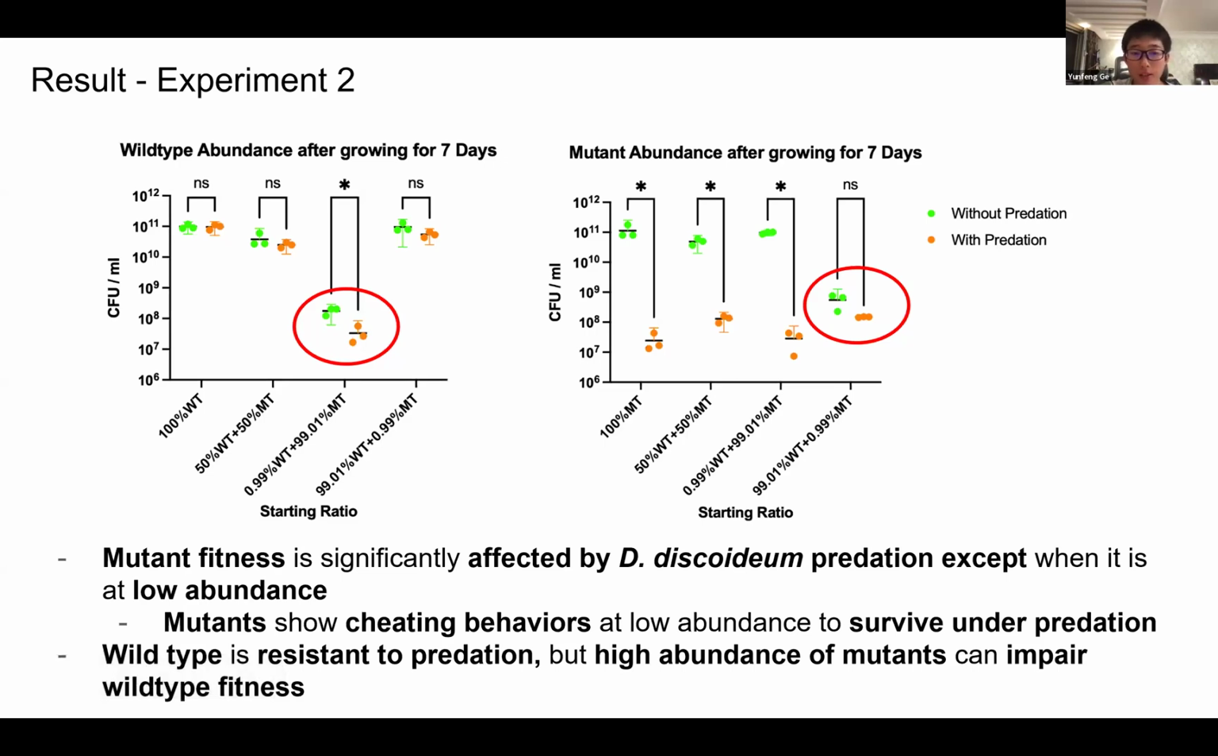And that might be because there are just so many mutants existing there, and that means a lot of food for the predator. So the predator proliferates really well and starts to affect the fitness of the wild type.